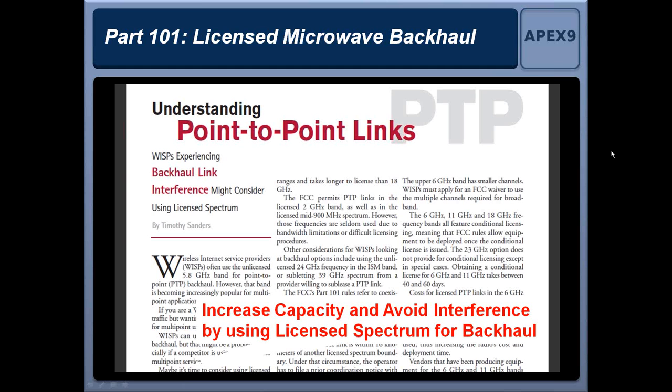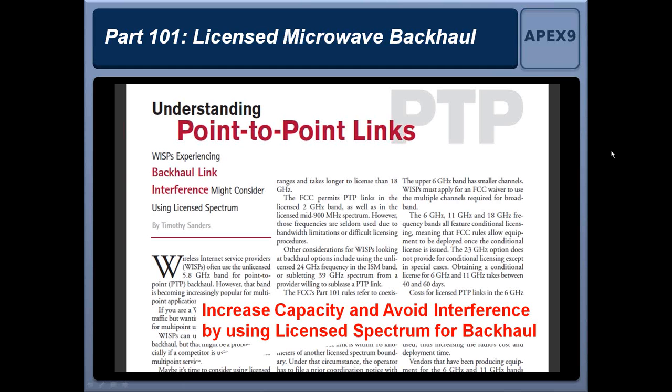So Part 101 is the portion of the FCC rules that deals with licensed microwave backhaul. And for many people, we're all familiar with backhaul. People use leased lines. They might use T1s, or they might use a variety of landline technologies. Wireless has the ability to deliver high amounts of bandwidth, sometimes in excess of a gigabit per second.